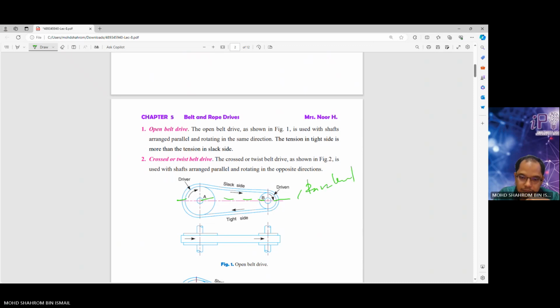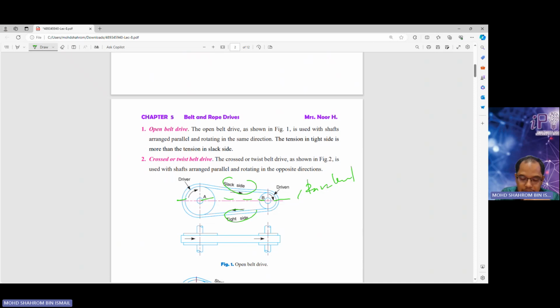Parallel. Parallel positions. Yeah, it sits side by side. Okay. Of course, at the top is a bit slack and at the bottom is slightly tight.